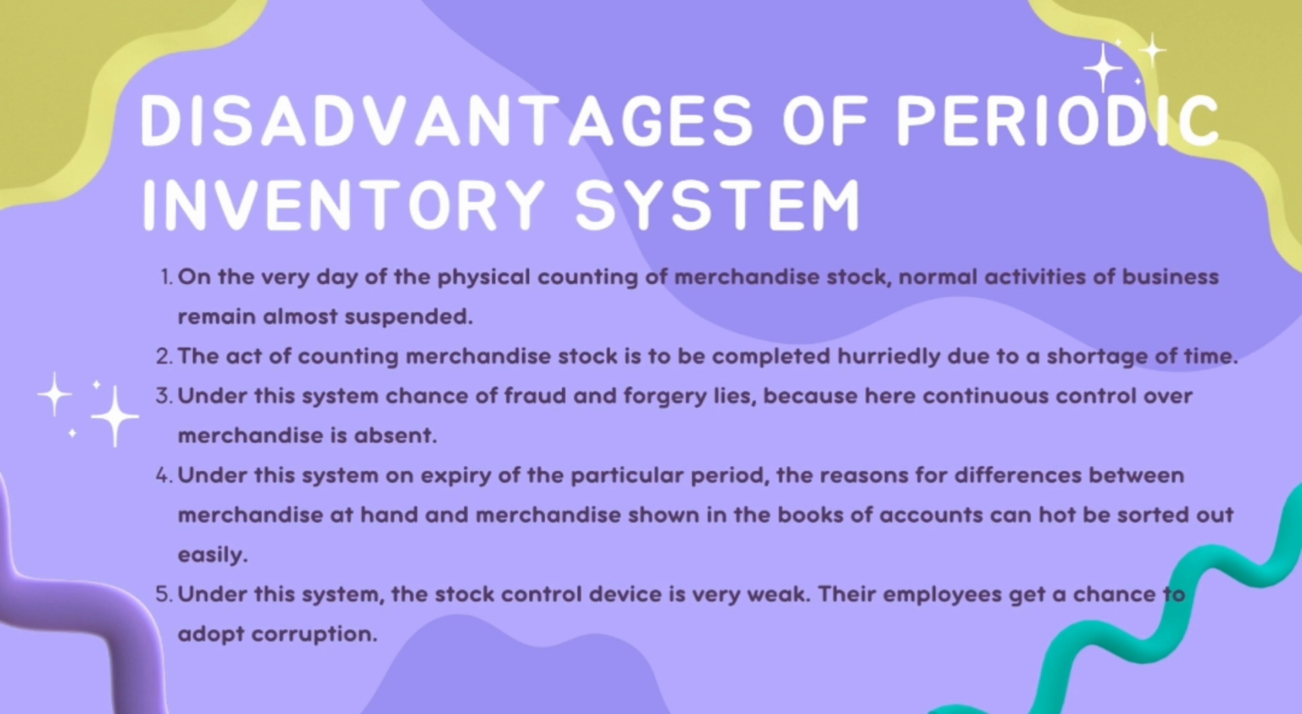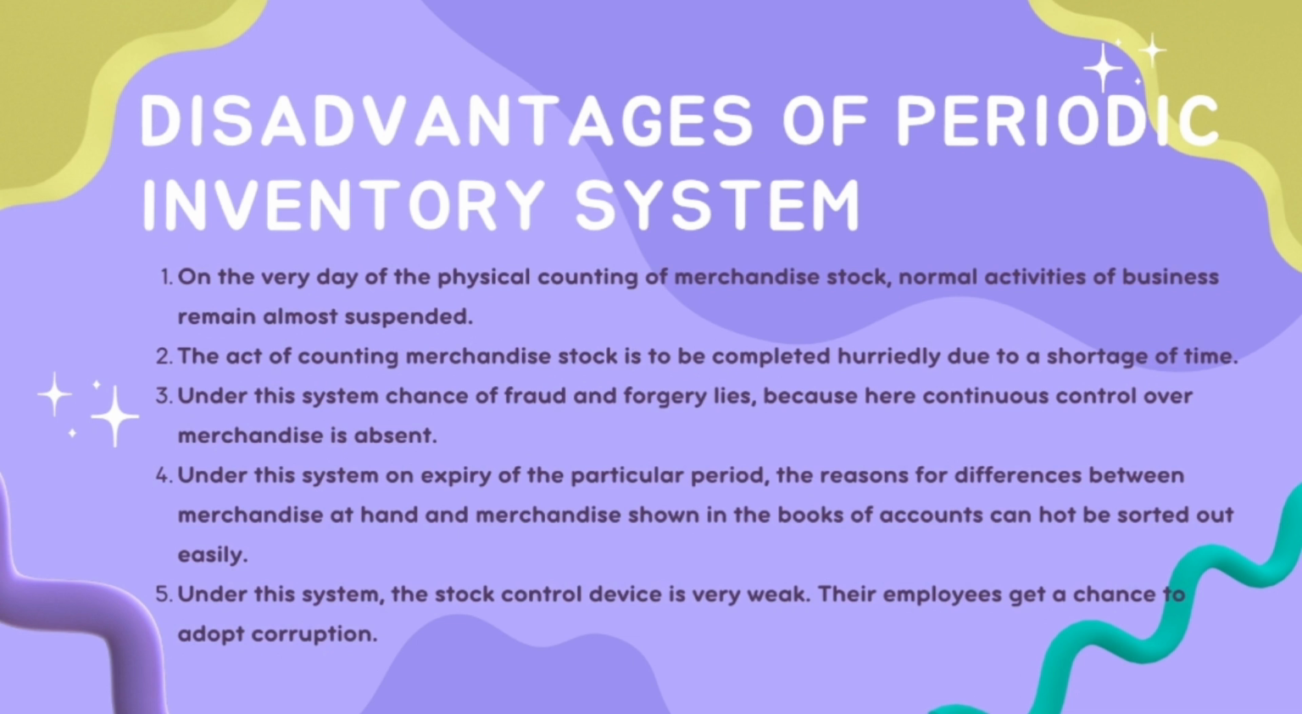Then third disadvantages, under this system, chance of fraud and forgery lies because continuous control over merchandise is absent. Then next, under this system, on expiry of the particular period, the reasons for differences between merchandise at hand and merchandise shown in the books of account cannot be sorted out easily.